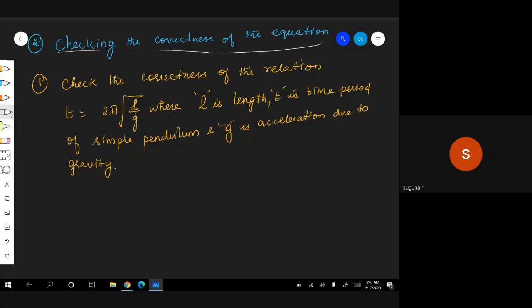If both are the same, it means you are equating the same physical quantity: length to length, mass to mass, velocity to velocity, frequency to frequency, wavelength to wavelength. You cannot equate wavelength to frequency. You cannot equate mass to time, because they are completely different quantities. So our job is to see whether LHS and RHS have the same unit, the same dimension. Don't bother about the numerals.